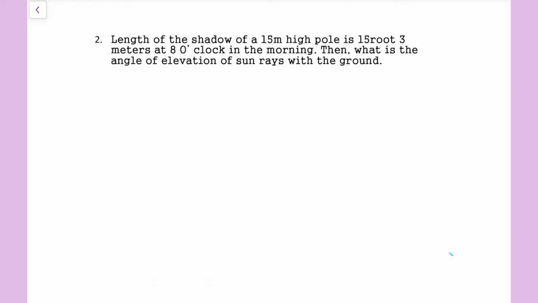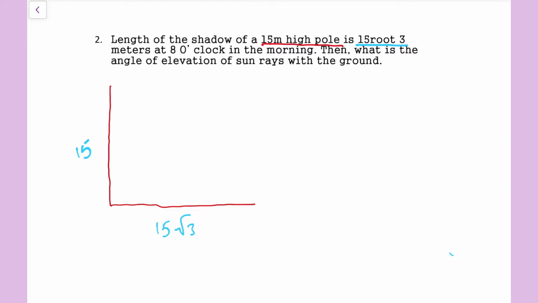Length of the shadow of a 15 meter high pole. Pole is a vertical line. Shadow will always be horizontal on the ground. Okay. Length of the shadow of a 15 meter high pole. So pole height is given as 15 meters and shadow length is given as 15 root 3 meters at 8 o'clock in the morning.